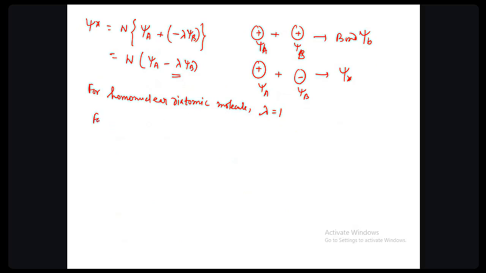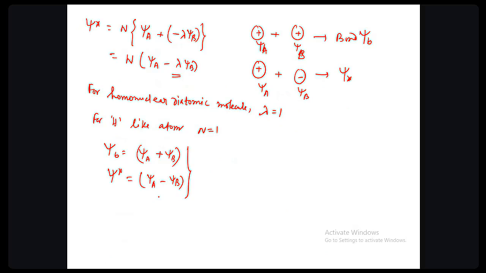And for a hydrogen-like atom, meaning a one-electron species, generally we can consider N, the normalizing constant, to also be 1. Then we can write psi bonding equals psi A plus psi B, and psi anti-bonding equals psi A minus psi B. This concept is called linear combination of atomic orbitals. In most cases, an MO is formed when the normalizing constant is 1, otherwise it cannot form.